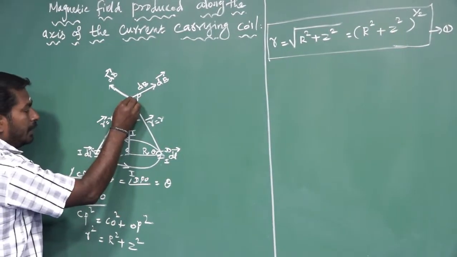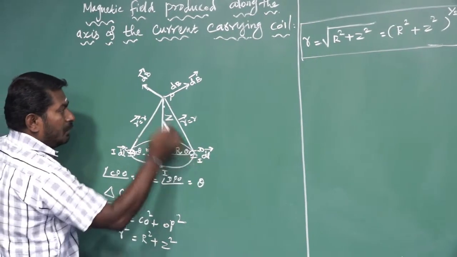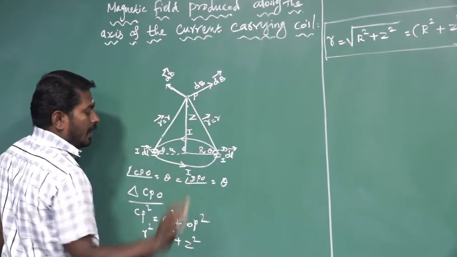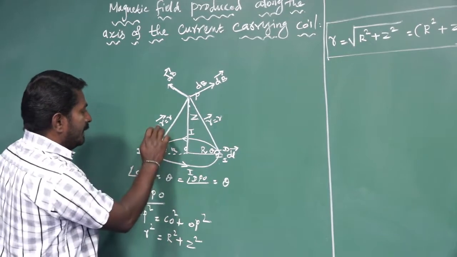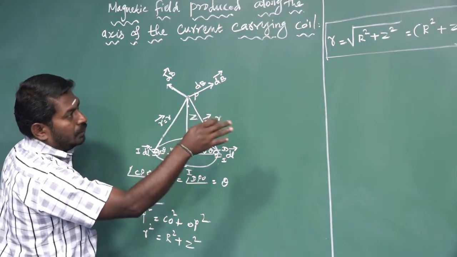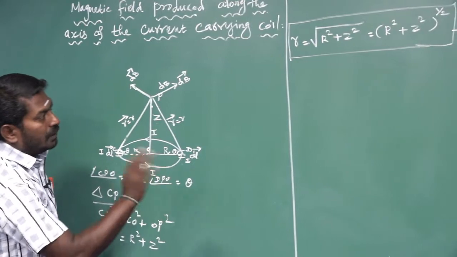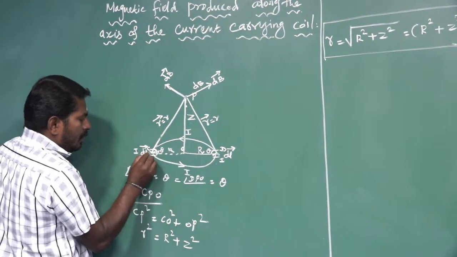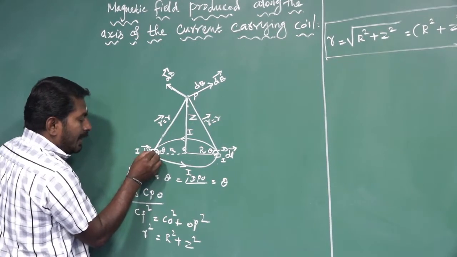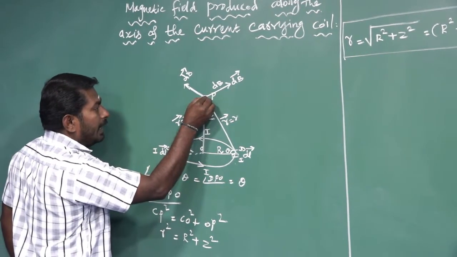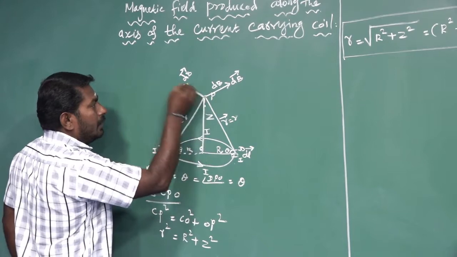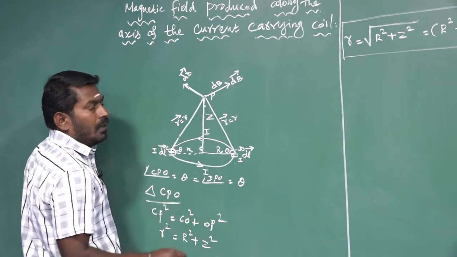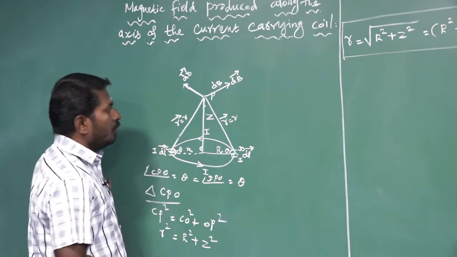So at this point P, both current elements produce the same magnitude of magnetic induction but act in opposite directions. The distance r is equal to the square root of R squared plus Z squared. Next, the current element at point C produces magnetic induction at point P, the dB vector. The dB vector is resolved into two components, a horizontal component and a vertical component.